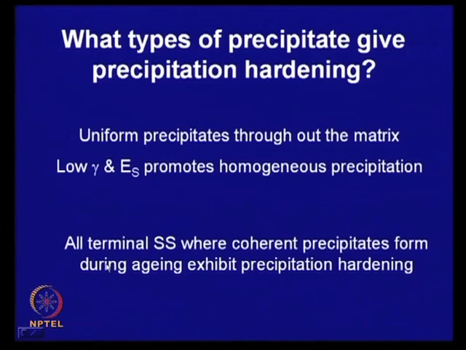Now, therefore, the condition for precipitation hardening is a terminal solid solution where coherent precipitate can form, or where there is some amount of strain energy also. In that case they will exhibit precipitation hardening. That means an alloy system which has some metastable precipitate, some coherent precipitate forming with a low surface energy and some amount of lattice strain, these are the alloys which will exhibit precipitation hardening.